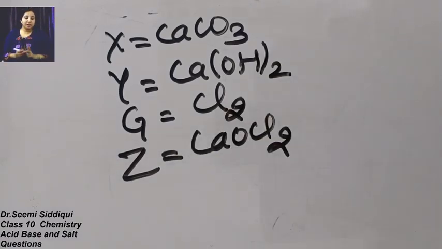Now the question is saying that you need to write down the balanced equations also. Therefore all four equations you need to write down. Clear? In the case of calcium carbonate, when it is heated, it is going to give calcium oxide and carbon dioxide gas. With the HCl, it is going to liberate Cl2.